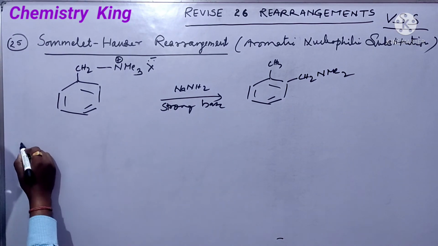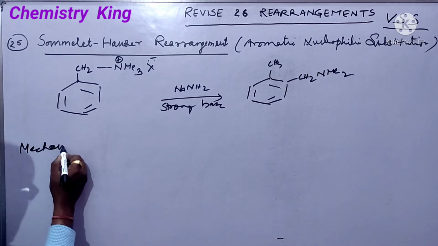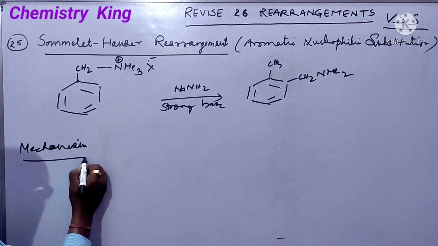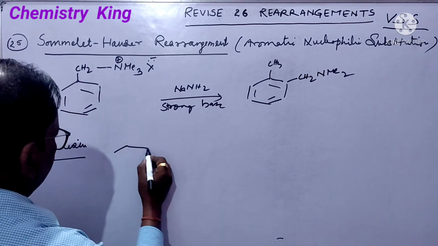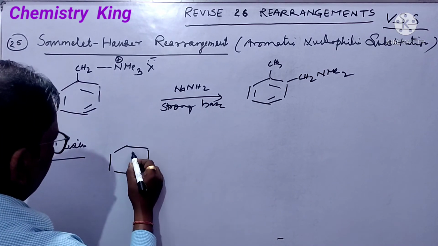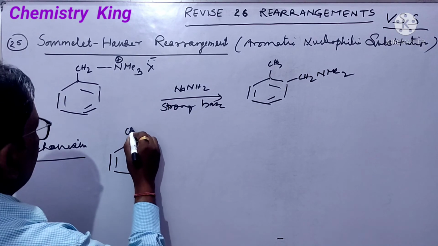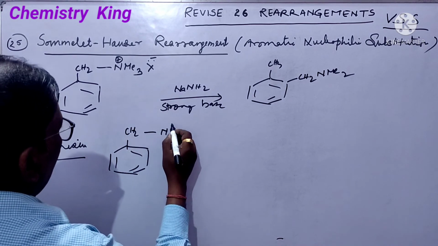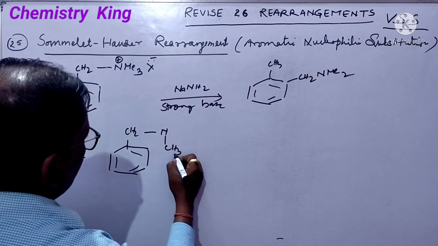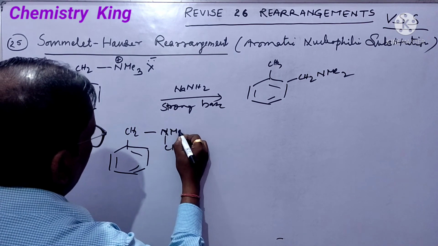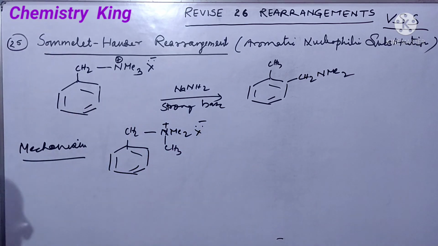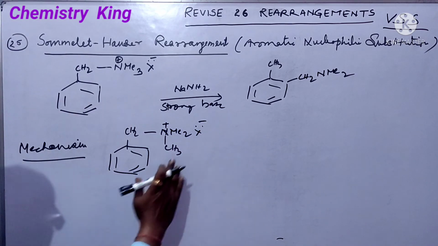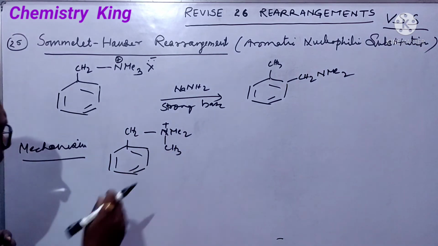Now, the mechanism. Write this. It is CH2 and CH3, NMe2 plus X minus. Don't write it, only this.